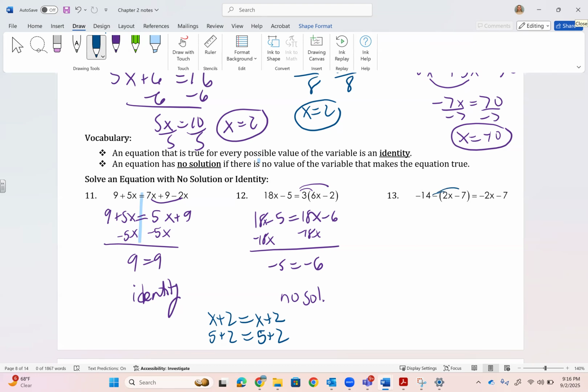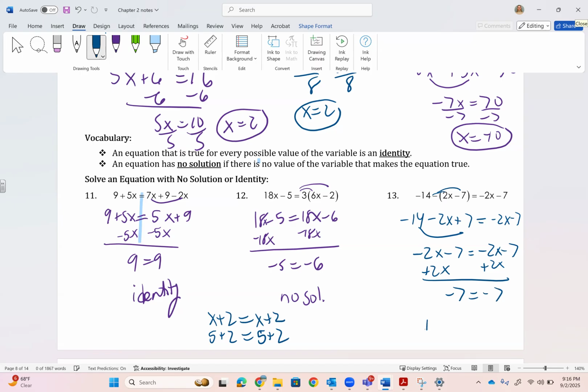Okay, so last one. It should be the negative here. You get negative 14 minus 2x plus 7 equals negative 2x minus 7. Combine like terms. You get negative 2x minus 7 equals negative 2x minus 7. If you add 2x to both sides, negative 7 equals negative 7. This is an identity.